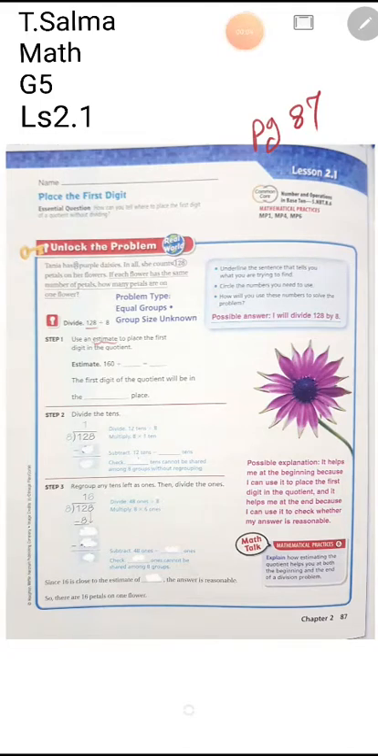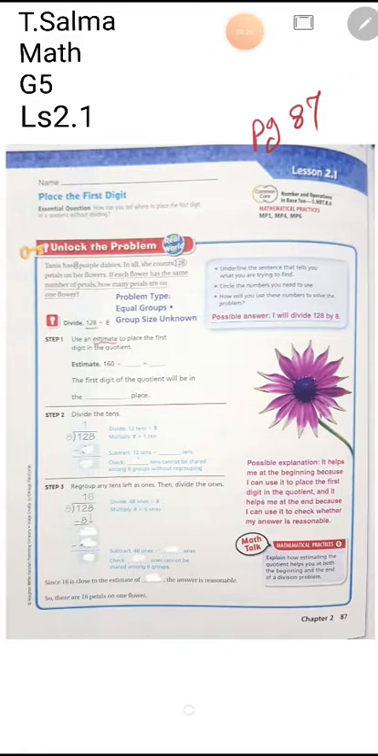Today we will start the first lesson, chapter 2, place the first digit. And we will start with dividing a 2, 3, or 4 digit number by a 1 digit number.